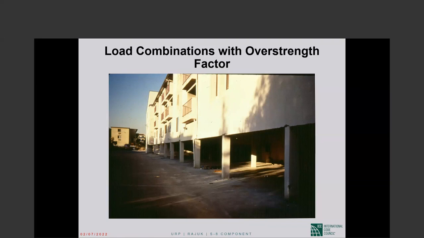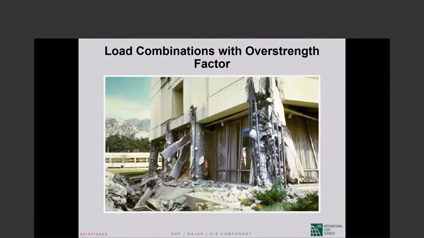The bottom story is laterally much less stiff than the upper levels. And so in an earthquake, the inelastic deformations will be concentrated in the lowest level, and those columns will be very vulnerable to damage. Okay, so those columns must be designed using load combinations with overstrength factor. We must make them stronger, and there are other things we do to the same columns.